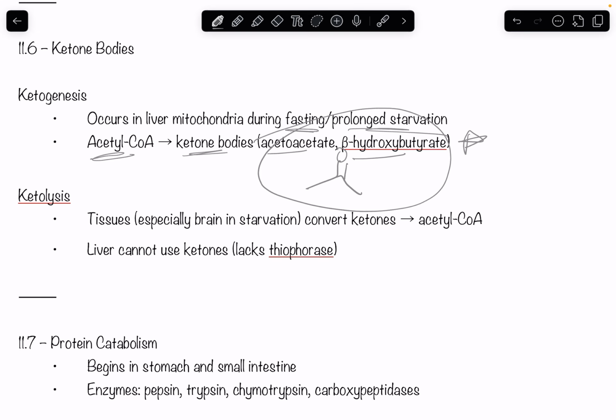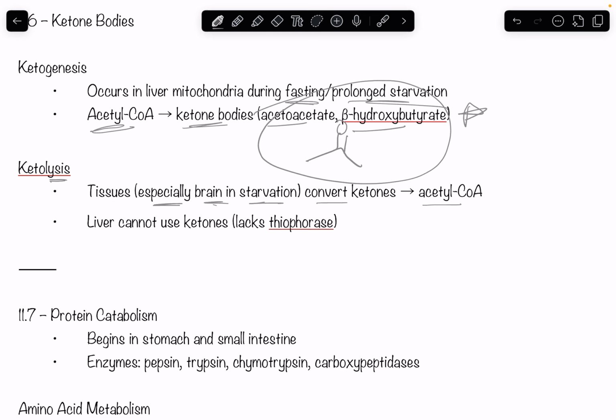And ketolysis, and again, lysis means breakdown. So when we're breaking down ketone bodies, it happens in the tissues, especially, like I said before, in the brain, right? If your brain doesn't have glucose, your brain will use the ketone bodies. It converts ketones into acetyl-CoA. And the liver cannot use ketones. Okay, the liver cannot use ketones.